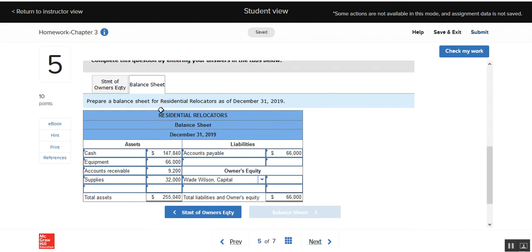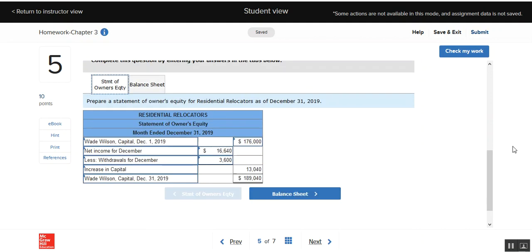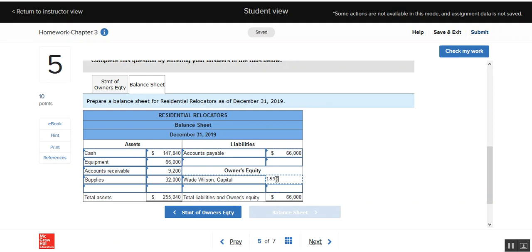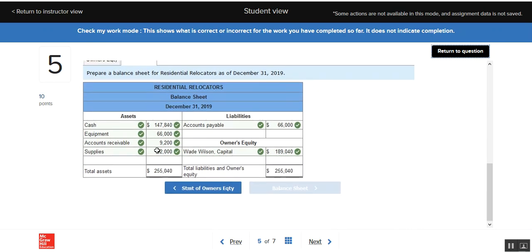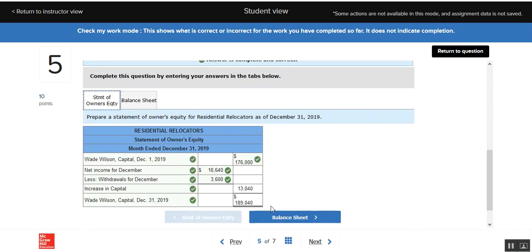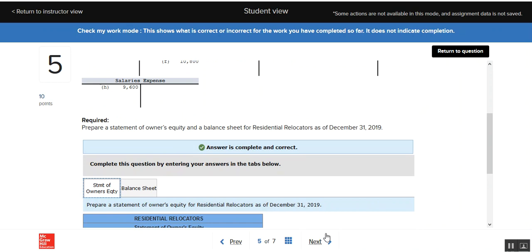All right, so for the balance sheet, that's the tricky part. You got to jump back over, and this is where the balance sheet ties to the statement of owner's equity. So we need this balance at the bottom of the statement of owner's equity to put over on the balance sheet. And before I check my work, we should be able to look at this and be pretty confident that it's correct, because we've got $255,040 on the left, $255,040 on the right. If we check my work, it should look something like that. So that's the way yours should look, although with different amounts. And this is our statement of owner's equity. So that's number 5.